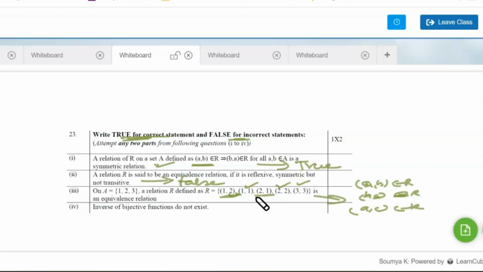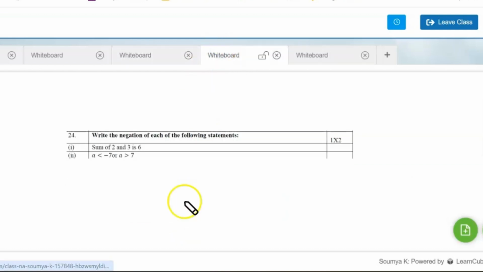Next one is inverse of bijective functions do not exist. So that is false. Hope you understood why this is true and why this is false. Okay, let's move on to next question, that is 24.